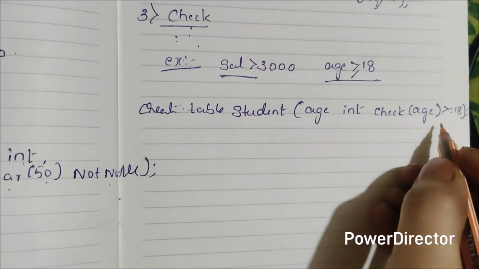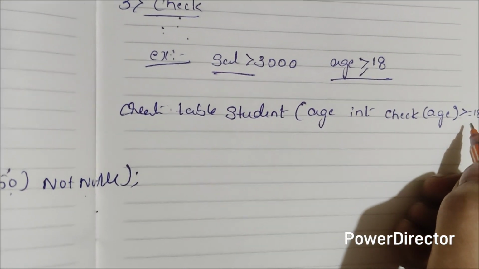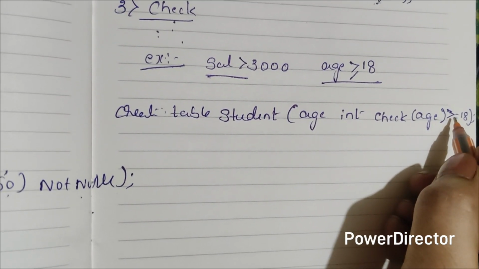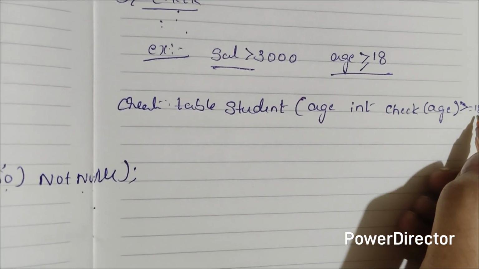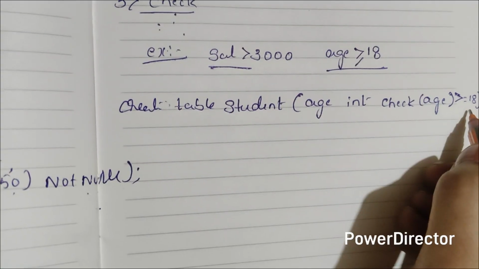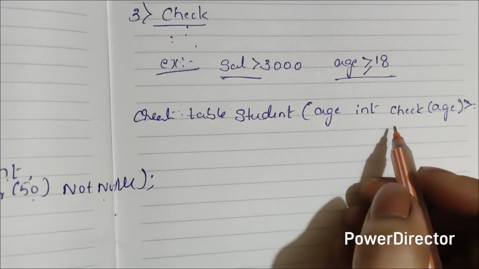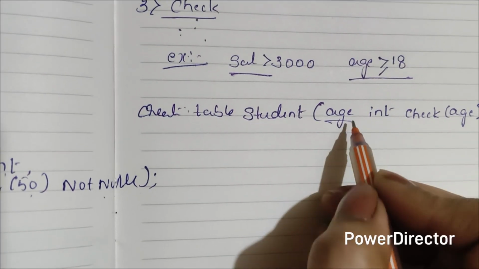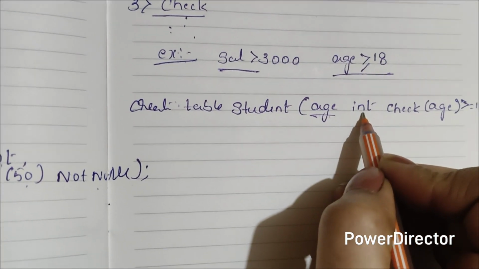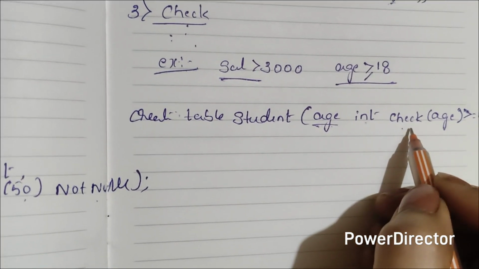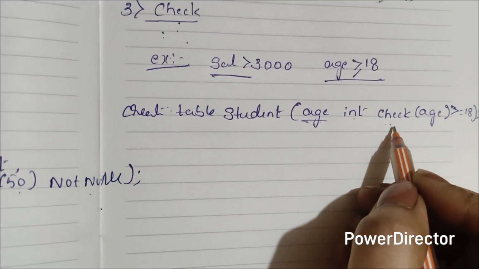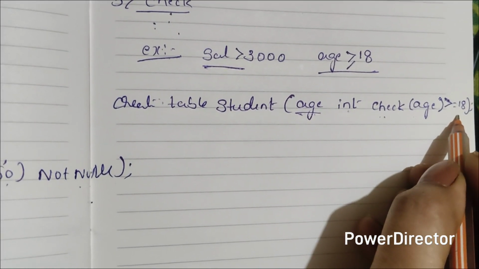Suppose in an election, if any person wants to vote, his age should be greater than or equal to 18, then only he can vote in the election. Correct, right? So like this, in that particular condition, you can restrict this column: age is an integer data type, check, giving the condition or restricting this particular column like check age is greater than or equal to 18.